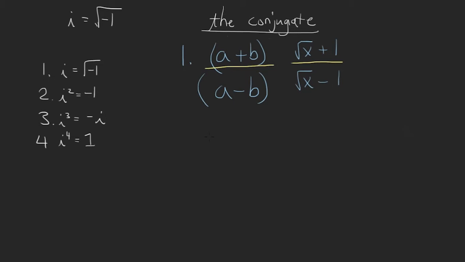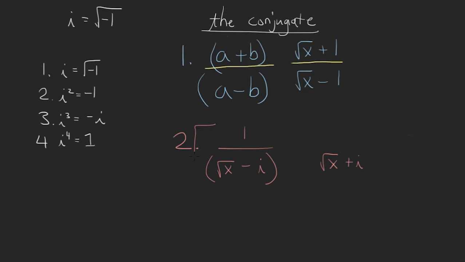The second thing you need to know is how to apply it. You might be given a term like this, 1 over the square root of x minus i. The first thing we need to do is find the conjugate. The conjugate of the square root of x minus i is the square root of x plus i.